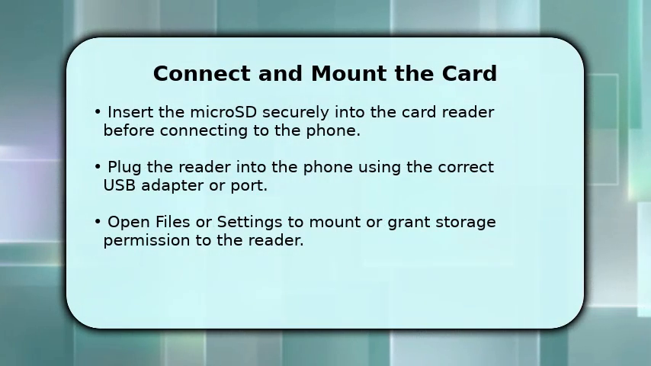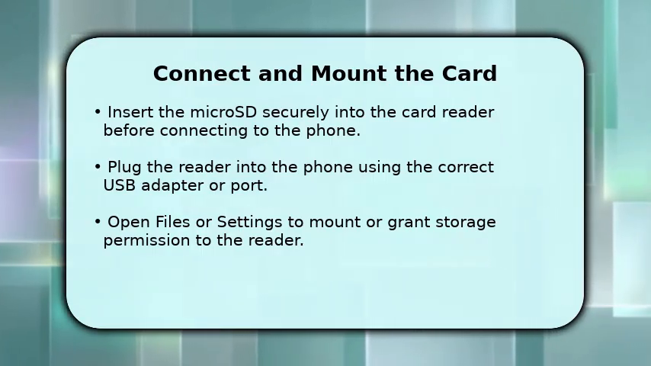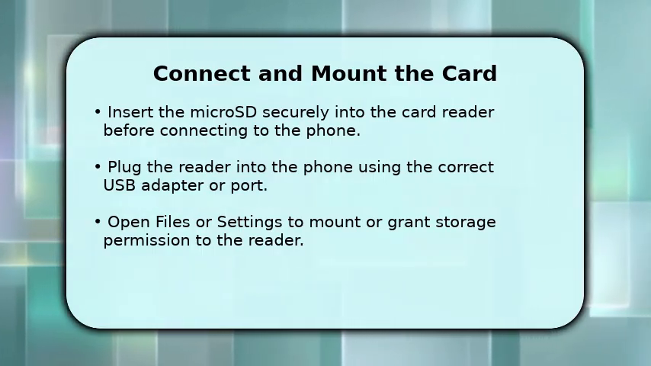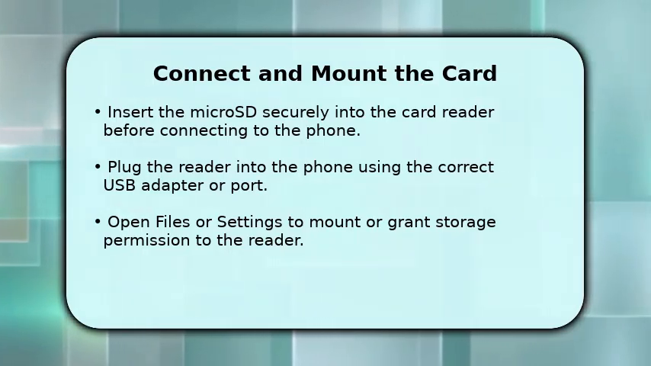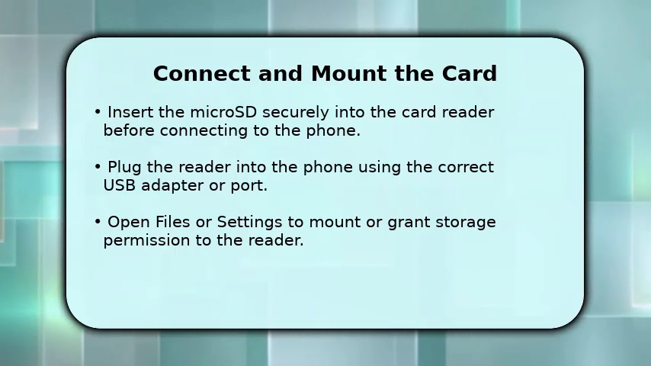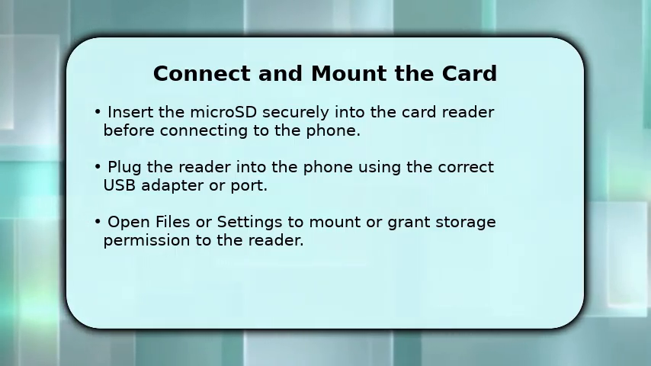Start by inserting the micro SD into the card reader until it clicks into place. Plug the reader into your Android phone using the proper USB-C or micro USB connector. Watch for a notification that the external storage was detected by Android.